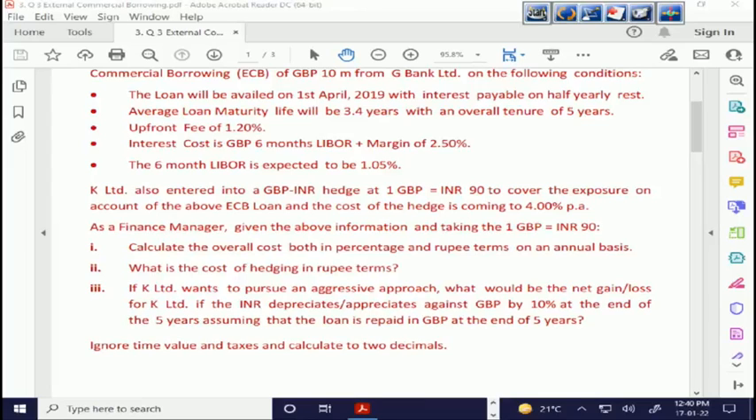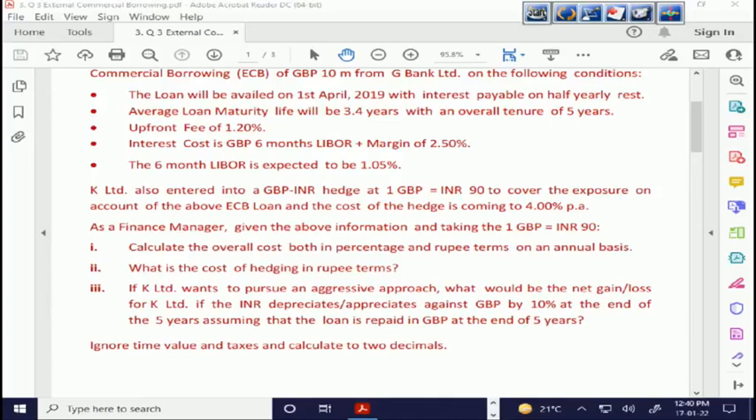Now, how can we find out the gain or loss? That means on a comparative basis. When you are hedging, you are suffering 4% of 90 crores. What is 4% of 90 crores? So 4% of 90 crores is 3.6 crore you are suffering, per annum, if you are hedging. Now, if you don't hedge, in that case, what would be the net gain or loss?